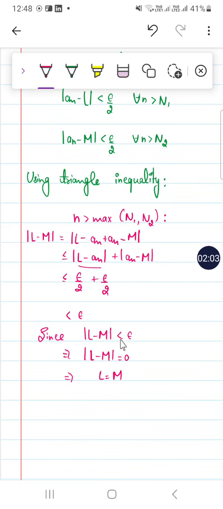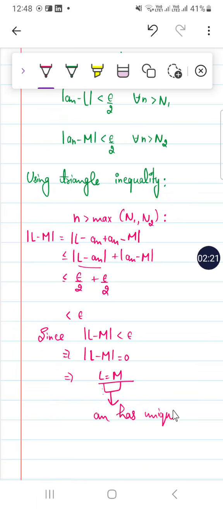Since mod of L minus M is less than epsilon, and epsilon goes to 0, it will become L equals M. So this implies that both have the same limit. This means that the sequence a_n has a unique limit.